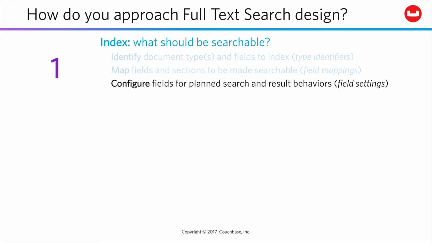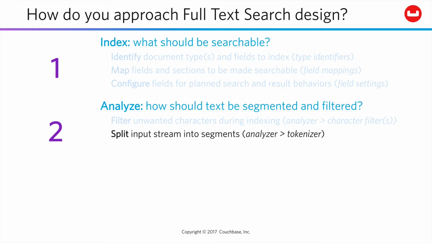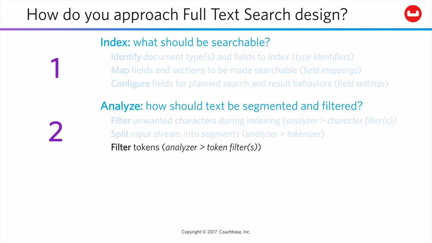Next, you need to consider how the data should be analyzed. How should the text in your documents be segmented and filtered? Now, during indexing, unwanted characters could be excluded. Then your incoming text stream is split into individual segments, again called tokens, which generally speaking means chopping up individual words in a sentence using Unicode values, particularly relying on spacing between individual terms. Then those tokens are run through one or more filters to do things like knock out your stop words, those terms so common there's no point in searching for them. They don't ever get indexed.